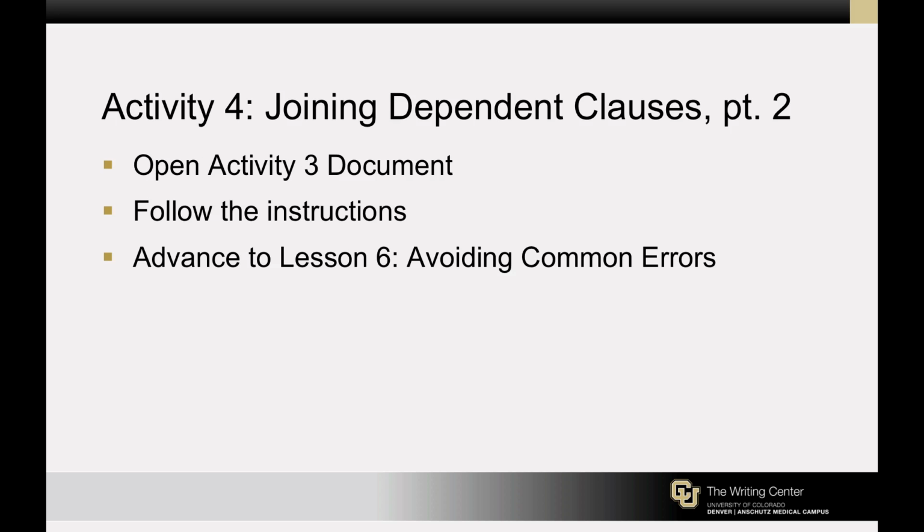Now is your chance to practice what we learned. Please return to the Canvas module, open the Activity 4 document, and follow the instructions to practice correctly and rhetorically creating compound complex sentences. Remember to save your work as we will build on this activity in following lessons. Then, move on to the next page of the module for Lesson 6 of the workshop, where we will discuss how to avoid common errors.